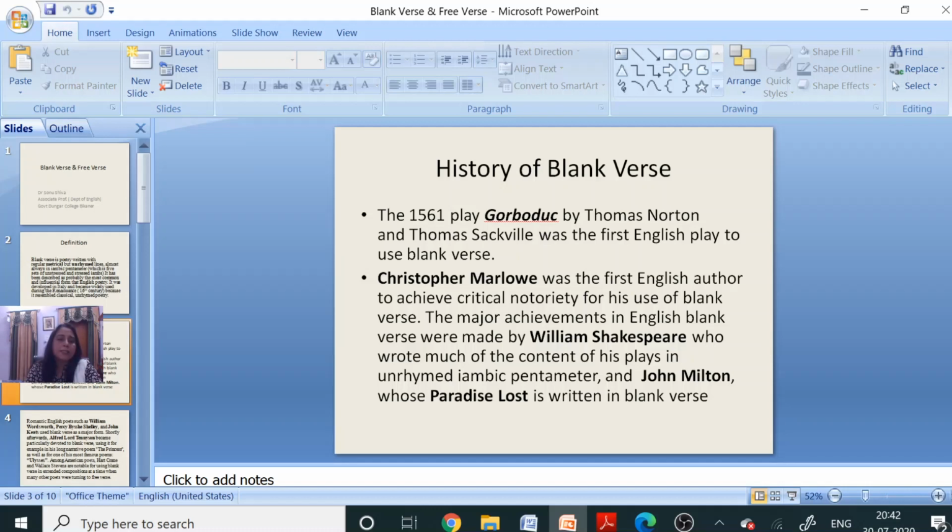And the major writers that are associated with this verse form are William Shakespeare and John Milton, who has written his Paradise Lost in blank verse. Even much of the content of William Shakespeare's plays is written in unrhymed iambic pentameter form.